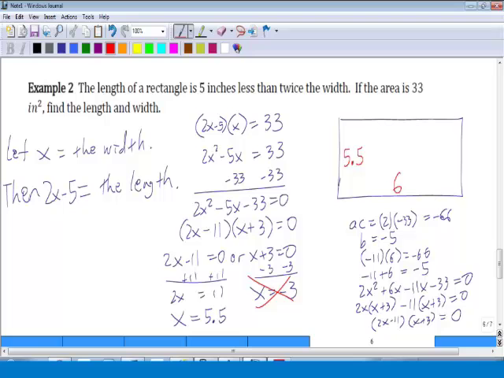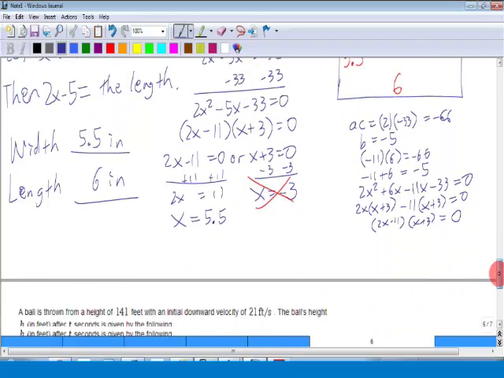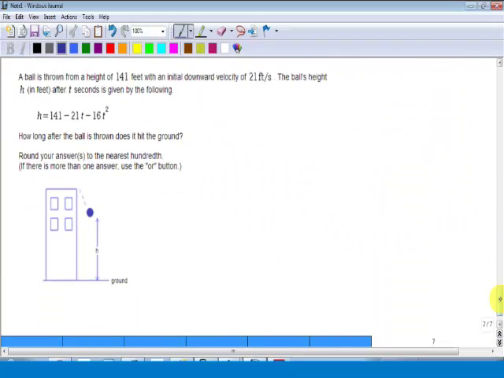5.5 by 6, where it should be. 5.5 times 6, I'm guessing that's 33. Yeah, 33. So that is our rectangle. The width is going to be 5.5 inches, and the length 6 inches. A little bit more going on there than a situation where the length is exactly twice the width. So, good one to practice on.